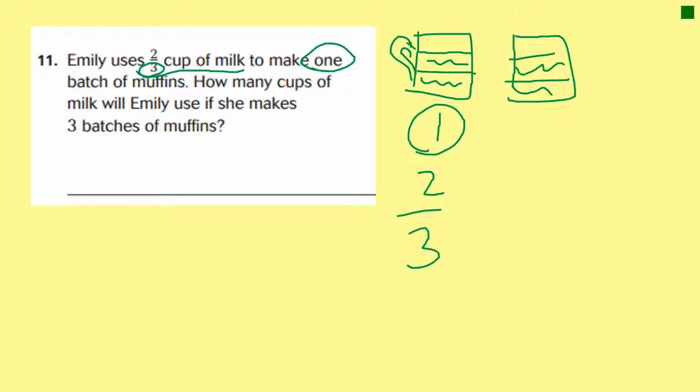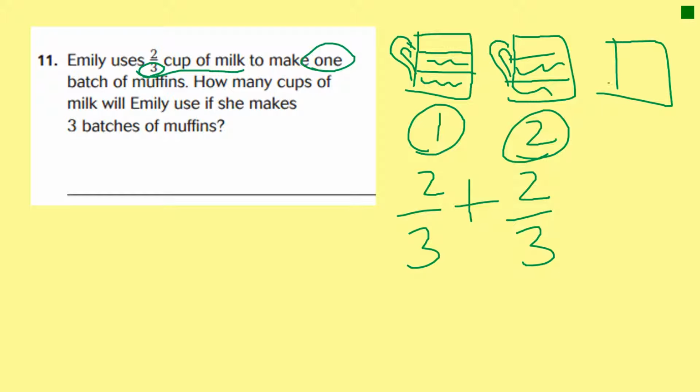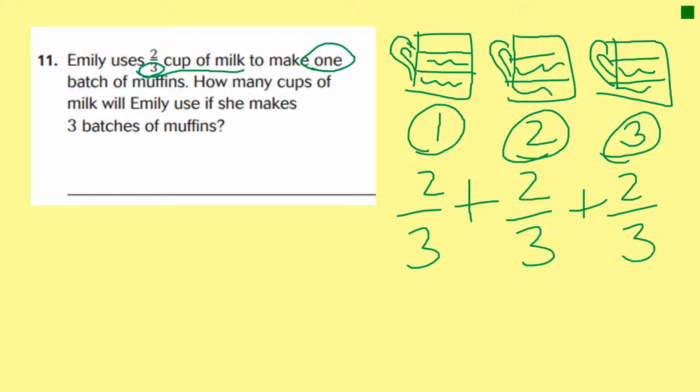A little handle. My handles kind of look like ears, don't they? Second batch of muffins. That is another 2/3. Third batch of muffins. Little handle ear. Third batch is another 2/3. So Emily will use, what are we going to do here? Count the parts. 2, 4, 6.